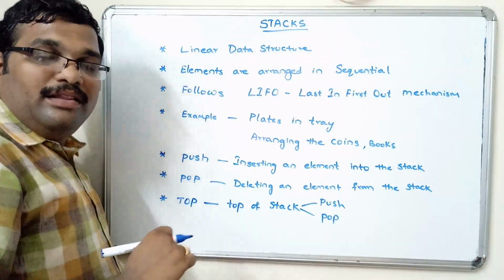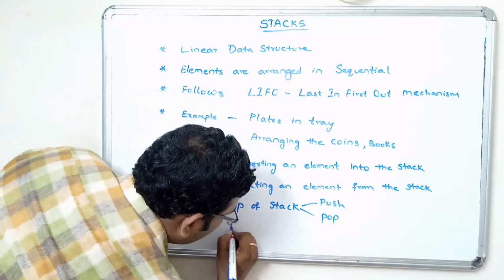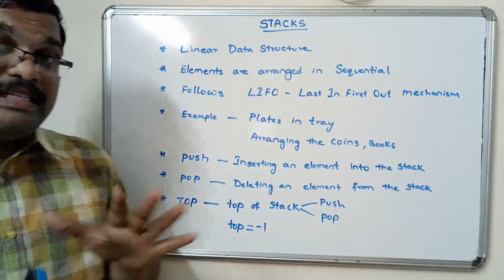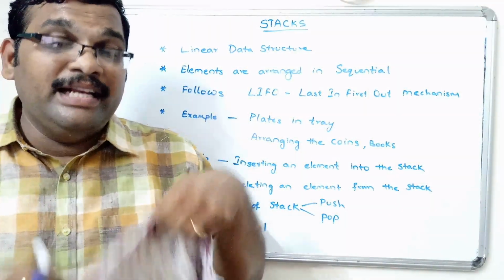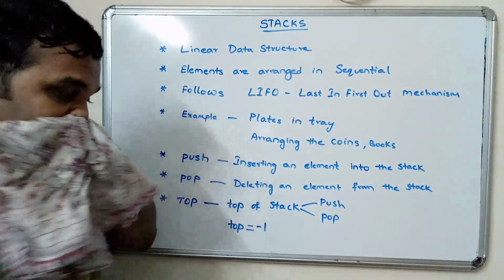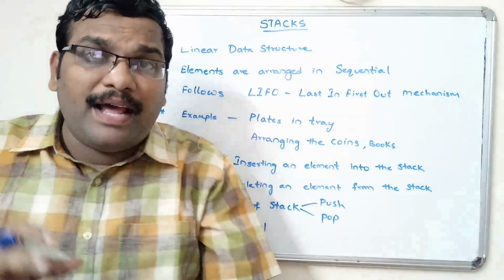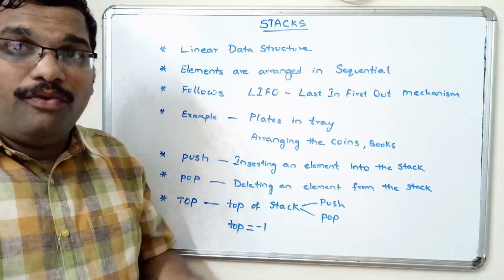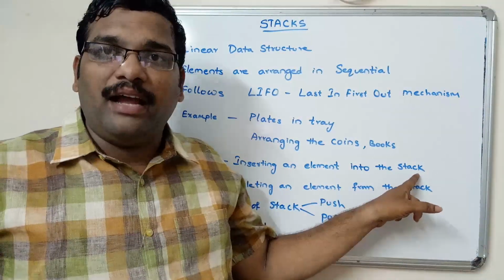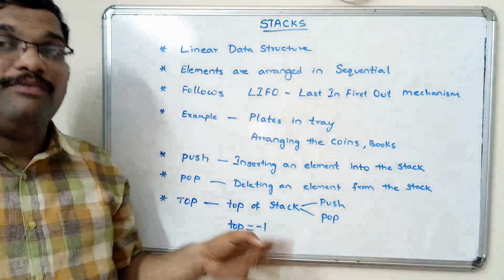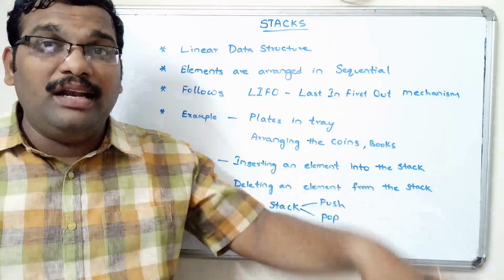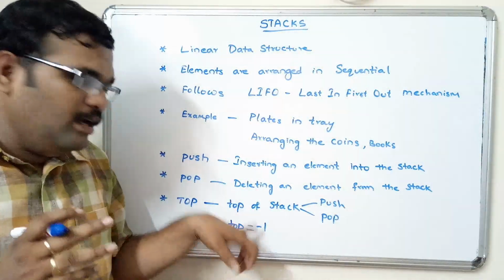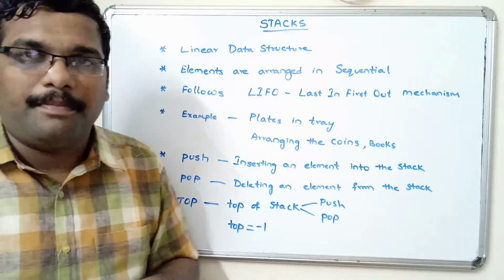Initially, if there are no elements in the stack, this top is equal to -1. If the top is equal to -1, that is the initialization, the initial value of the top. So if the top is -1, that implies the stack is empty. No element is present in the stack. If you are trying to insert an element into the stack, first we have to update the top and then we have to insert the element. Similarly, if you want to delete the element from the stack, you have to delete the element and then update the top, that is, decrement the top.